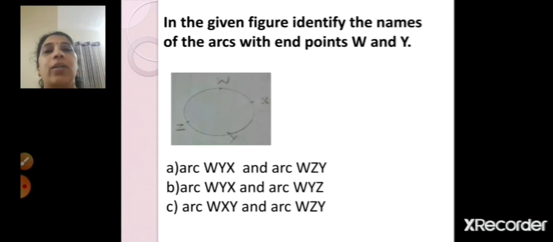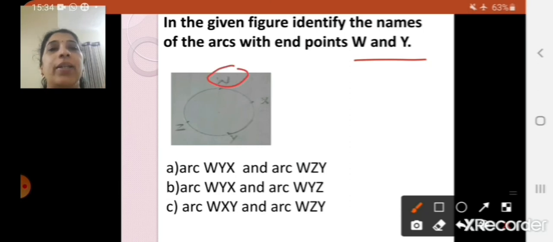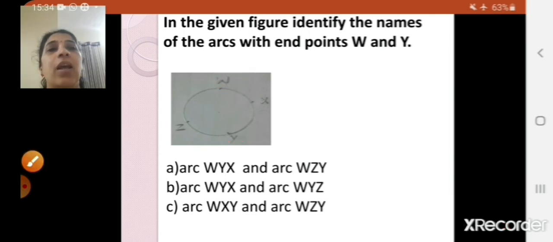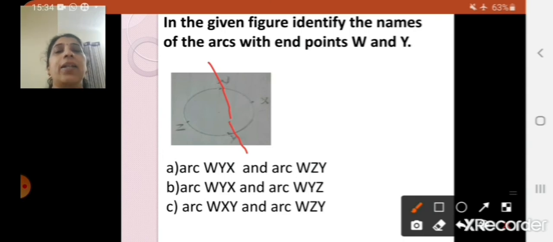So as I had told you children, for finding the arc, what has been given? End points W and Y. So this is the end point W and this is the end point Y. So end points for writing the arc, what we will do children? We will make a line, right? Like this line we will make between W and Y. Right? Now we can write the arcs. What is the arc?